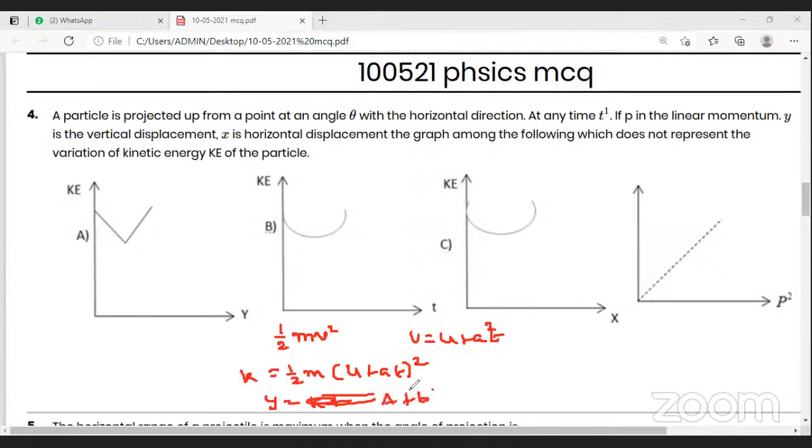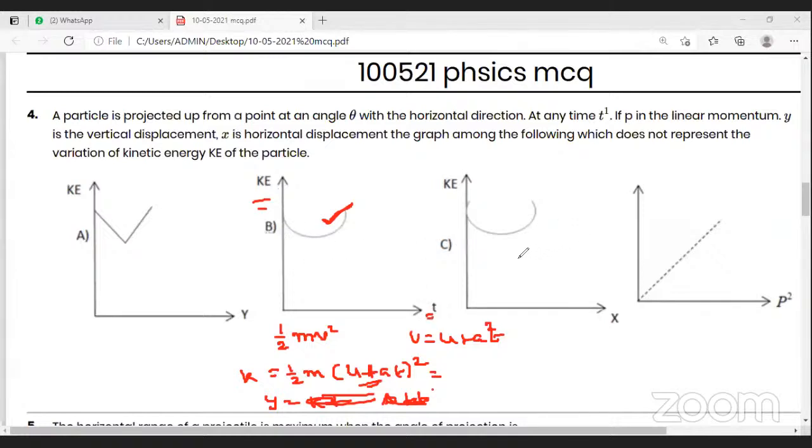If you just expand this relation, you will get an equation in terms of t and t square, that means in terms of x and x square. That always gives a parabola, no? So this is also a parabola. There is only a positive sign here, so it is only a parabola, and this is the correct option. The relation between kinetic energy and time is the correct option.